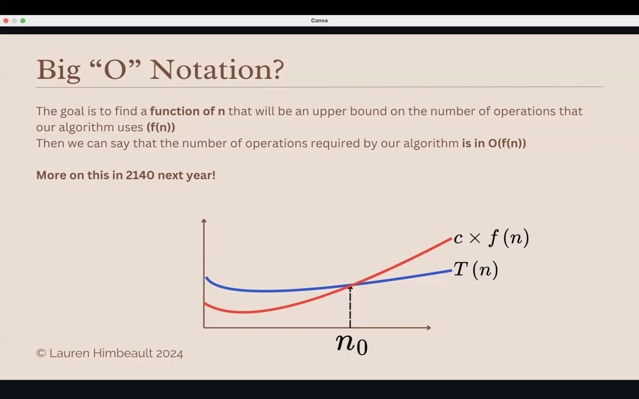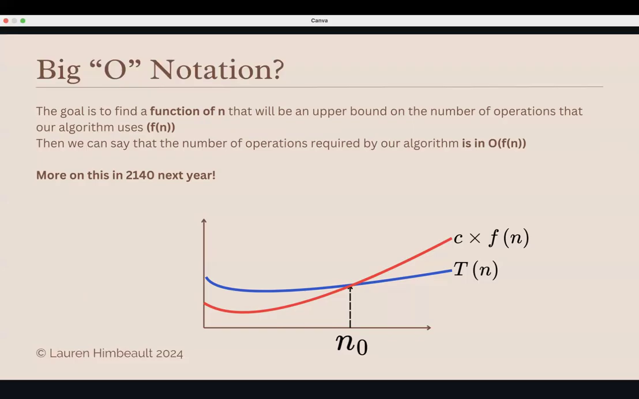Now, if you take 2140 in your degree, if you're continuing in computer science or just have a general interest in it, some of this ends up in 2140, where we talk a lot more about data structures and how the data structure can affect this as well. So not just the algorithm itself, but also how a data structure could affect it.